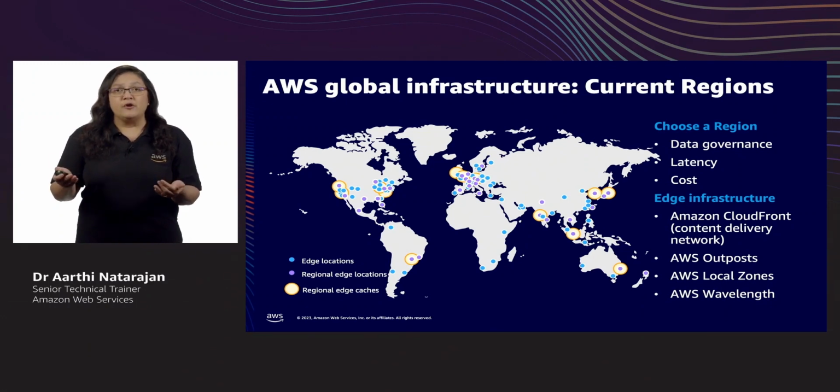An updated list can be found on the AWS infrastructure page, infrastructure.aws. Next, we have availability zones. Availability zones, or popularly known as AZs, are a subsection of a region.